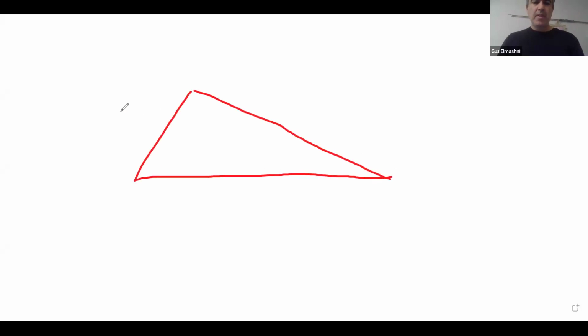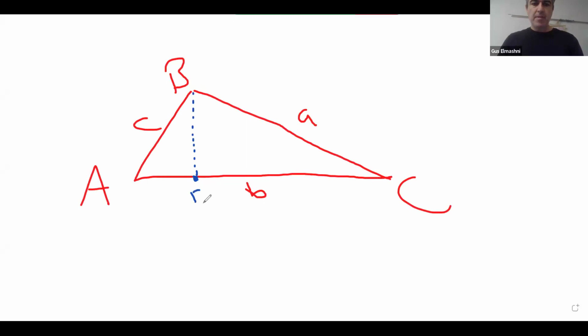So here's the deal. The notes are right there. Let's say I've got a triangle like this. Now I'll call this A, B, C, little a, little b, and little c. Let's drop the altitude like this, and we call this point D right here. I'll put a right angle here. Obviously, that's the height of the triangle, right?